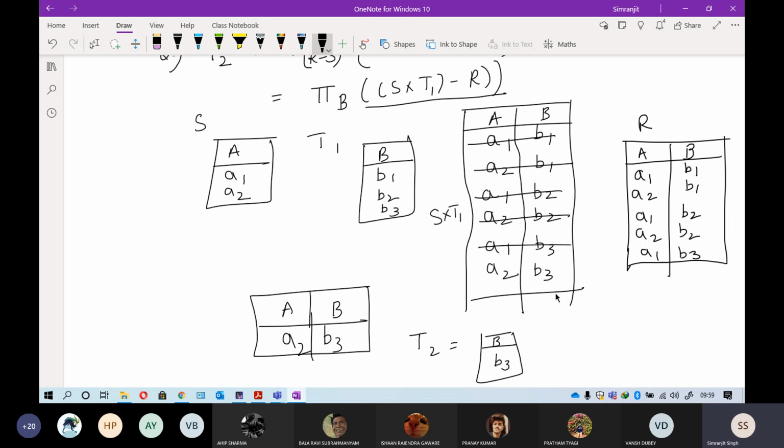Till here, if anybody has any doubt. After solving it, what we have done is S into T1 minus R. After solving it, we got A2 B3. So this particular step we have performed. Till here, the answer is this. After that, you have to get the projection of B, that is the B column. So I only get B3.